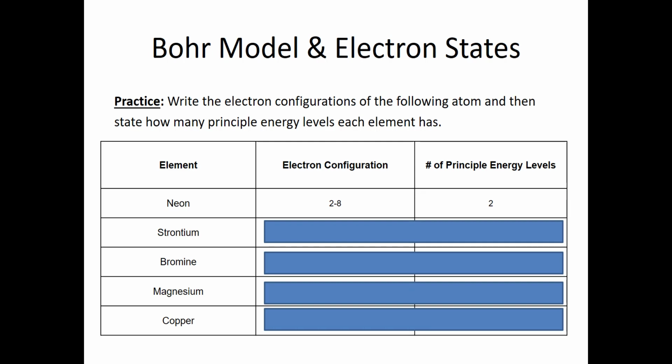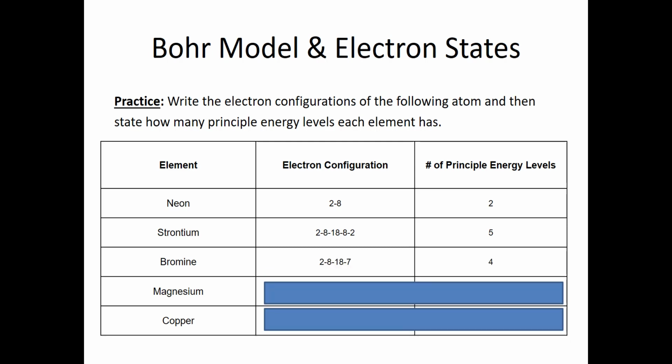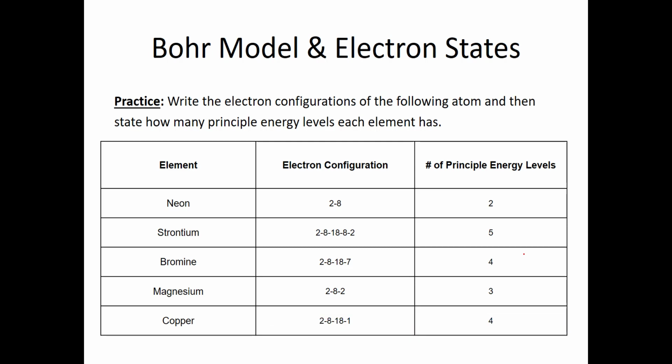So as you look at the first one, you know neon 2-8 gives you 2 principal energy levels. Strontium 2-8-18-8-2, so 5 principal energy levels. Bromine has 2-8-18-7, so 4 principal energy levels. Magnesium's 2-8-2, 3 principal energy levels. And copper 2-8-18-1 with 4 principal energy levels.